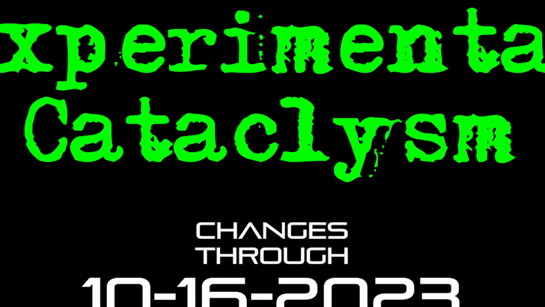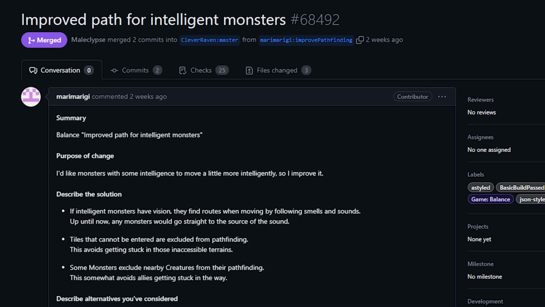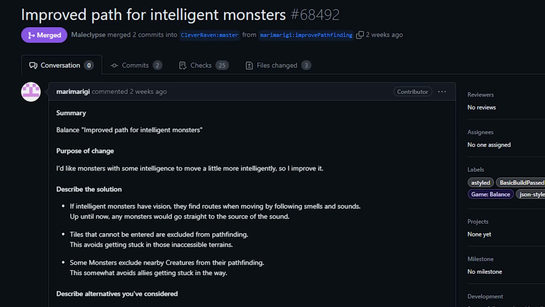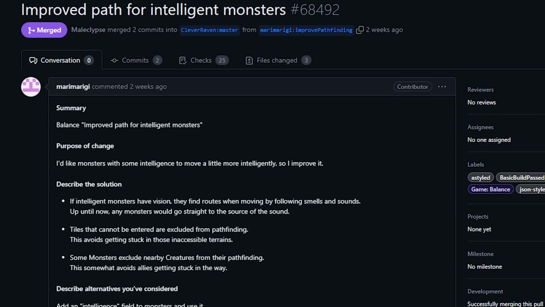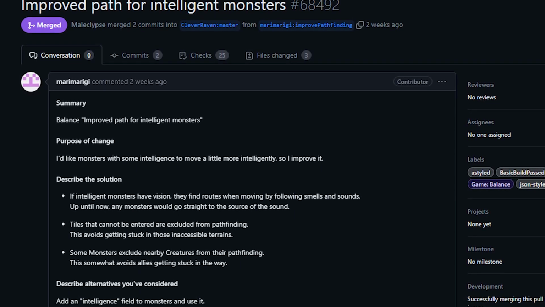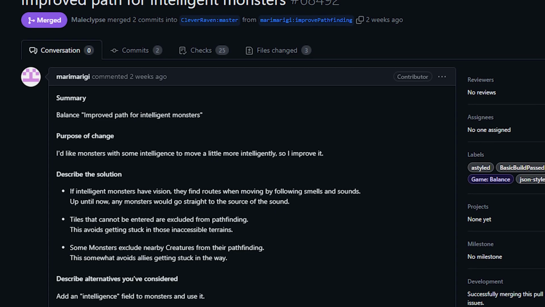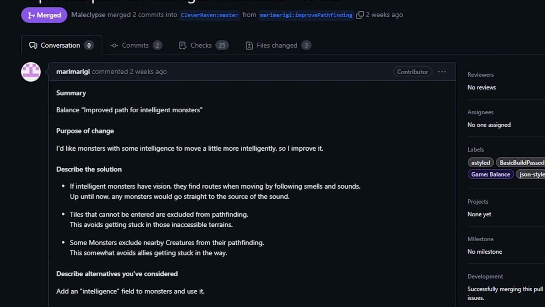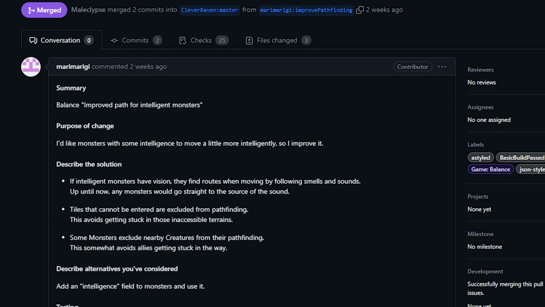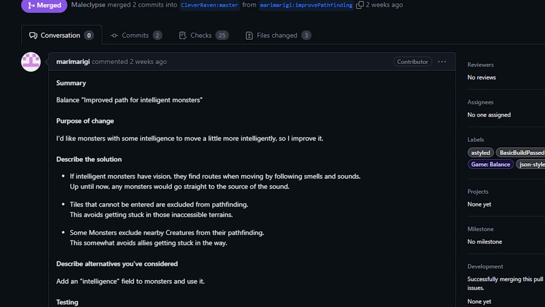So first up today from Mari Mariki, we've got an improvement to the pathing of intelligent monsters. This changes their behavior and makes their AI a lot better for navigating towards the player. Now this applies only for intelligent monsters. Zombies are still big dummies, so you don't have to worry about their behavior changing.